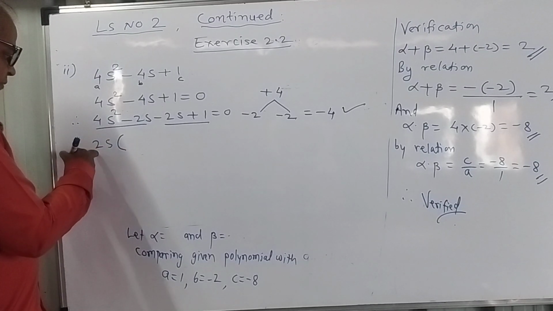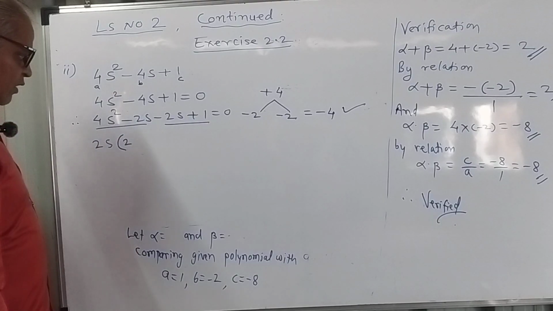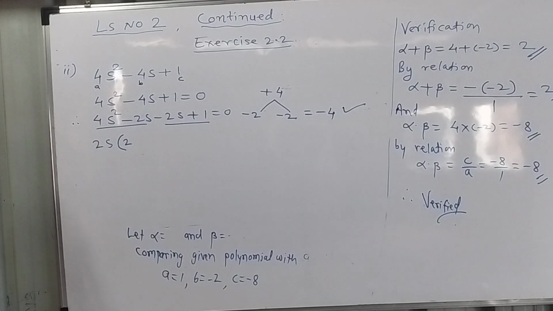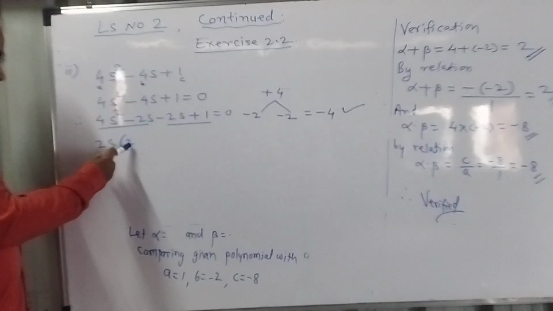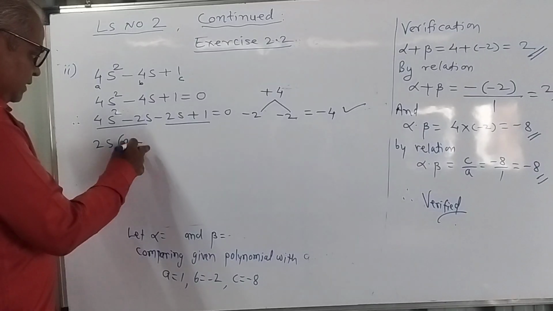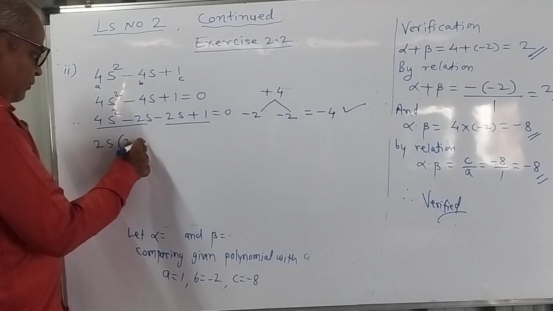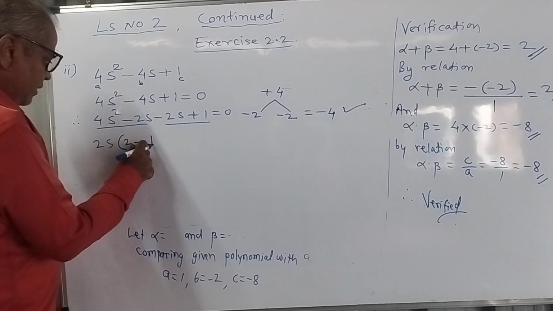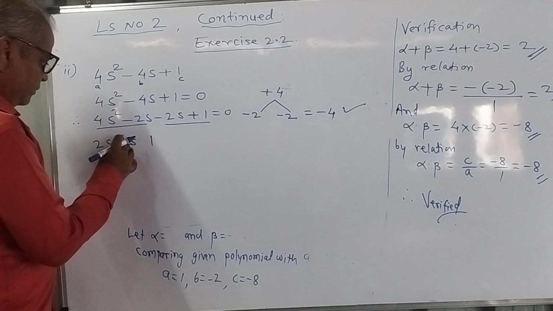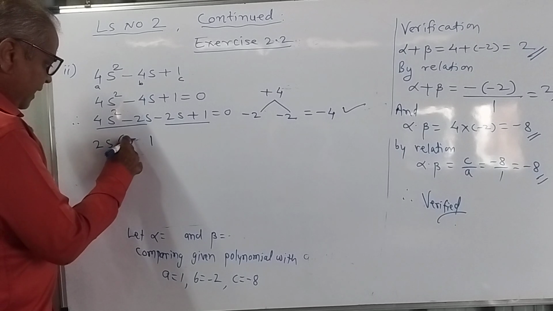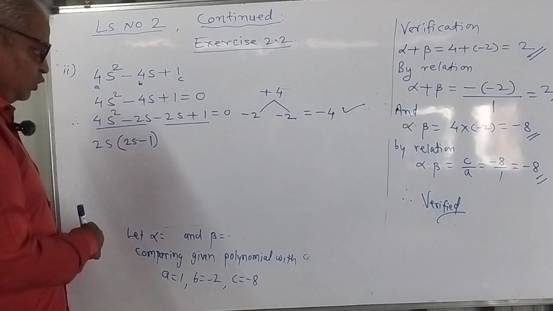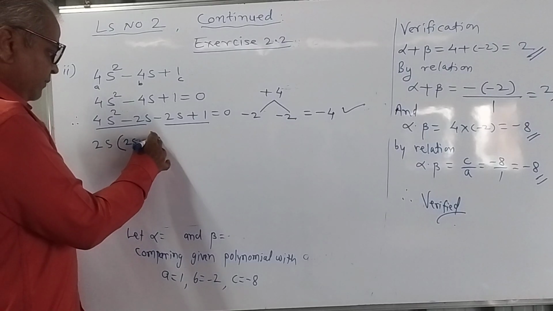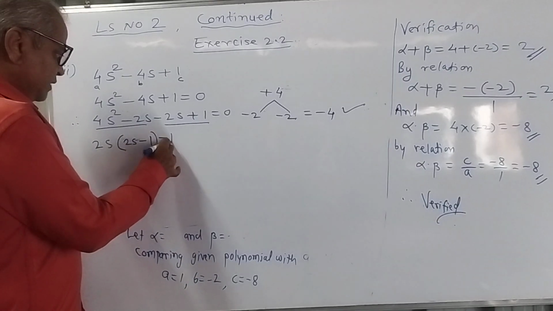So 4 divided by 2 is 2. Whatever the common, we need to divide each term by the common. So 4 divided by 2, and the remaining part is in the bracket. So it is 2s minus 2s divided by 2s will give you 1. So 2s minus 1. Here there is no common. When there is no common, take 1 as a common along with sign minus 1.